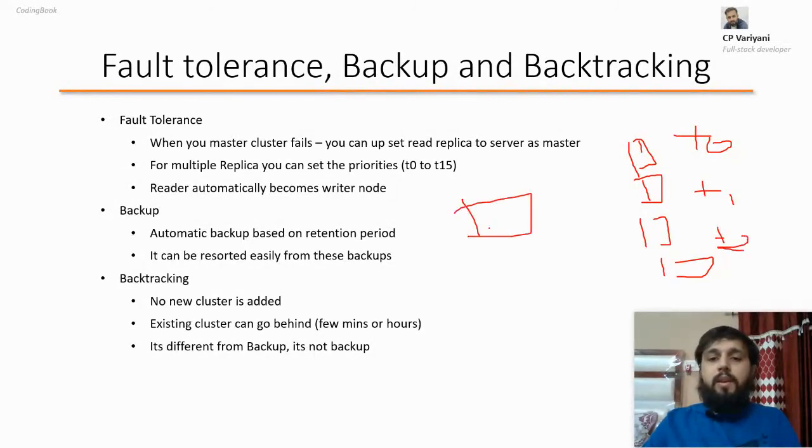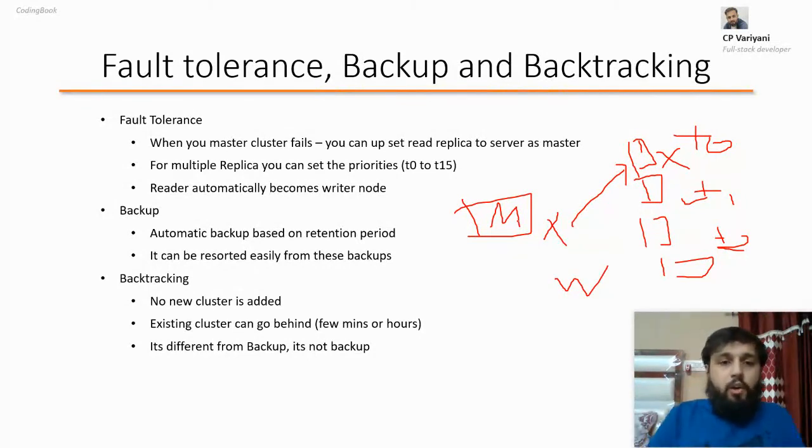So priorities define, when your master fails, which read replica should start serving as a master according to the priority. T0 has the highest priority, so it will start serving as a master. Now let's suppose even T0 fails by any chance, then T1 would become master. Again, we'll do practical. We'll forcefully fail this master instance, and we'll see that without doing anything, the read replica having the highest priority automatically becomes the one with a W sign, that is a writer. Reader automatically becomes writer node.